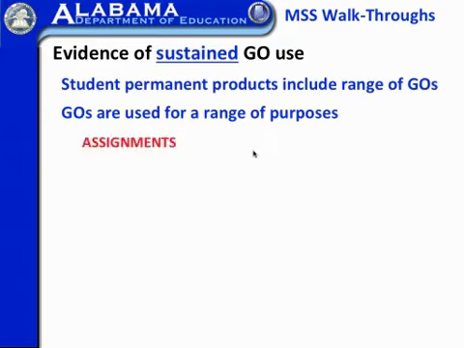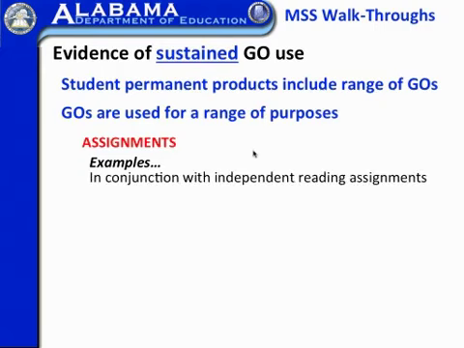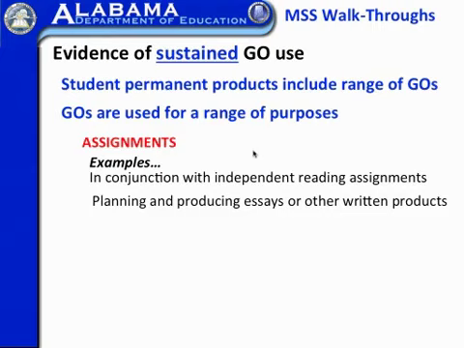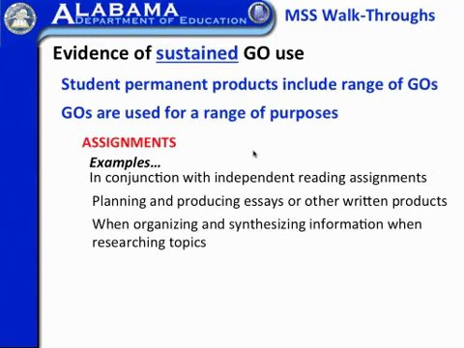Likewise, when you look at student assignments, examples include independent reading assignments where students, instead of answering study guide questions, are actually developing a graphic organizer that reflects the information from the text. Planning and producing essays or other written products where they're using the graphic organizers to plan and organize their ideas. Organizing and synthesizing information when researching projects. Likewise, when making presentations and so forth. So we want to look at the graphic organizers being used for a range of purposes like before, during, and after instruction, and also on different kinds of assignments that students have.